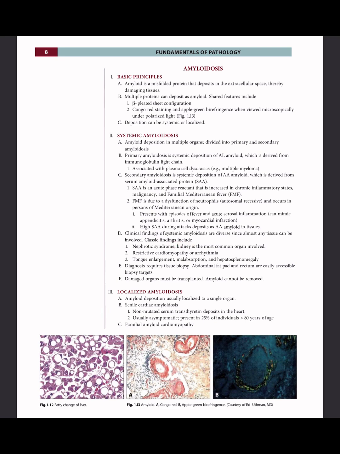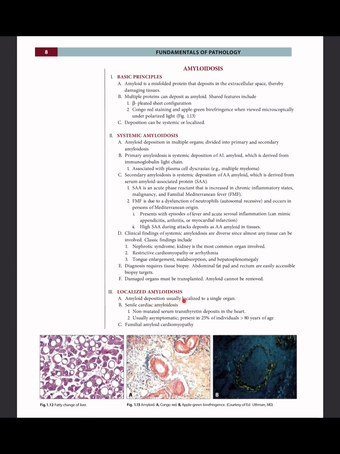Classic findings include nephrotic syndrome, where the kidney is the most common organ involved, restrictive cardiomyopathy or arrhythmia, tongue enlargement, malabsorption, and hepatosplenomegaly. Diagnosis requires tissue biopsy; abdominal fat pad and rectum are easily accessible biopsy targets. Damaged organs must be transplanted. Amyloid cannot be removed. Localized amyloidosis.